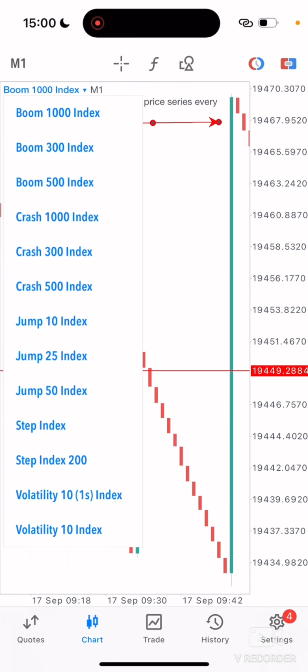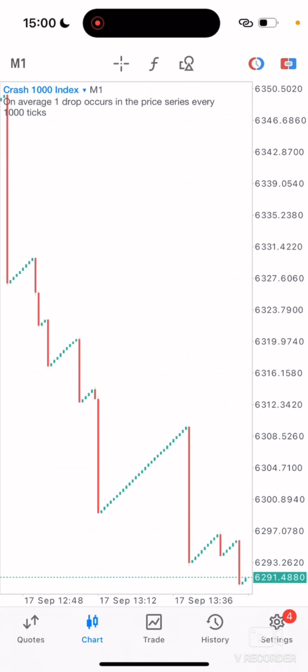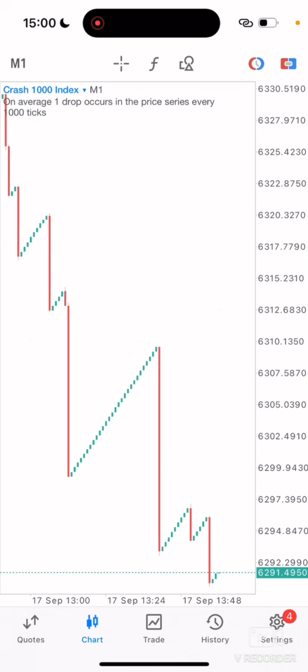Now, the same thing applies to the crash index. The crash index is the opposite of the boom index. Now, the crash index doesn't spike upwards, it spikes downwards. And there is an average of one drop. When I say one drop, I mean one heavy downward spike.